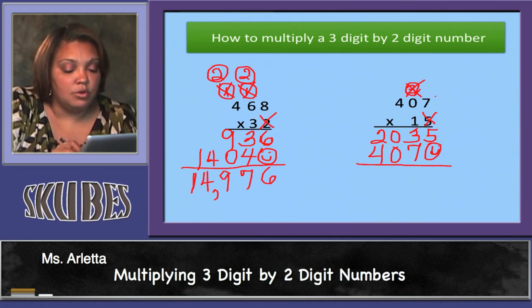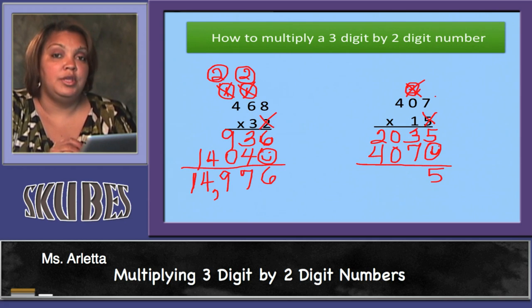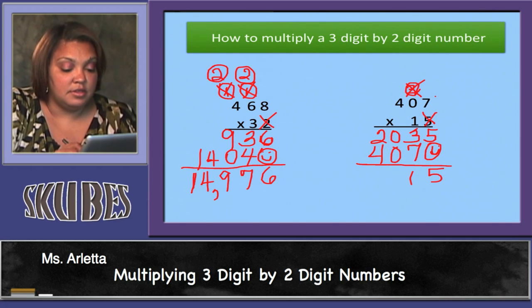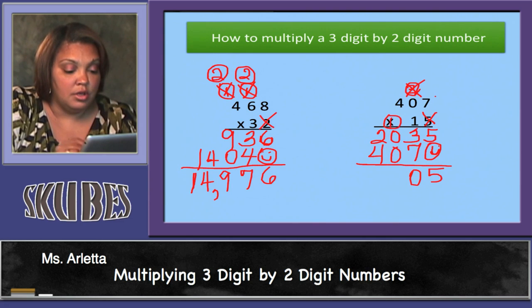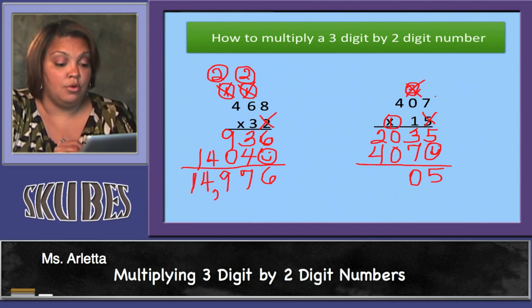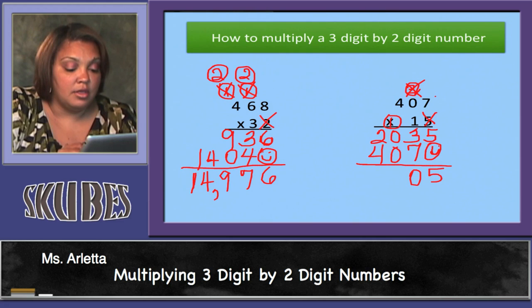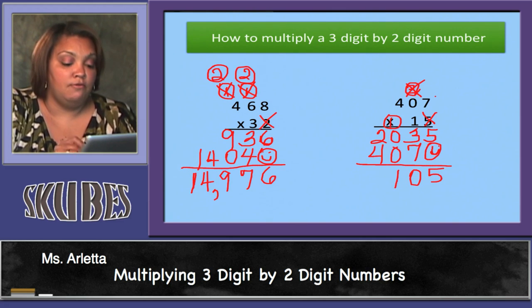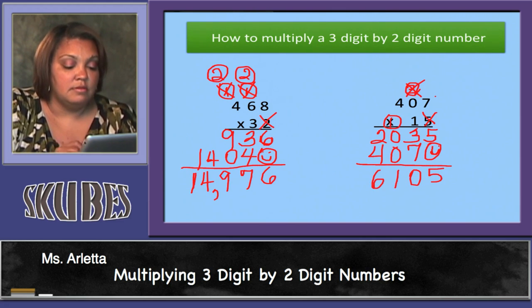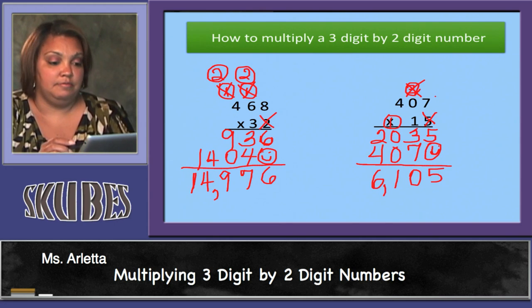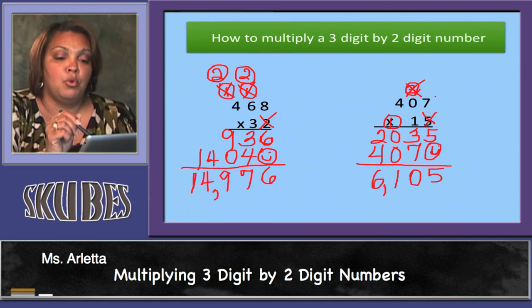5 and 0 is 5. 3 and 7 is 10. Carry your 1. 0 and 0 is 0, plus the 1 I carried gives me 1. 2 and 4 is 6. I have a final answer of 6,105. Let's practice some more.